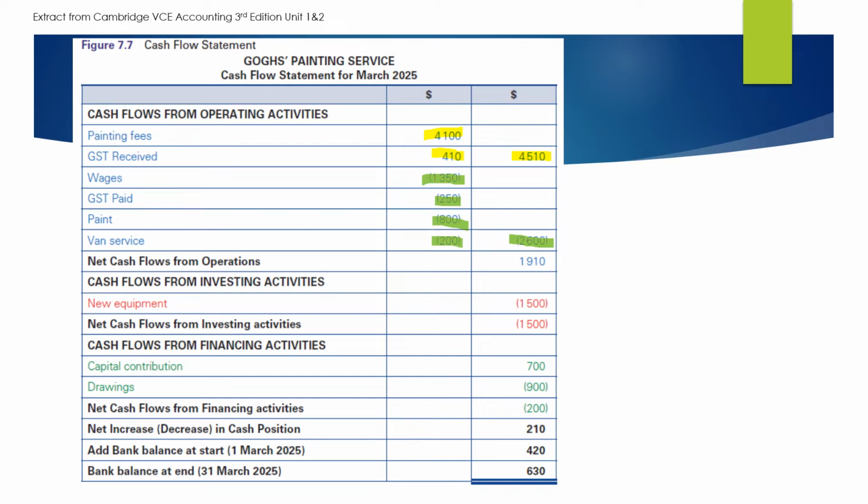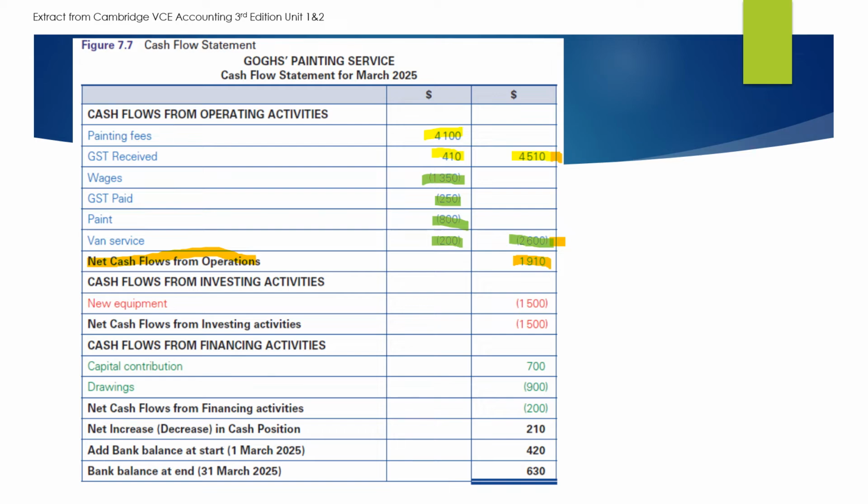The next thing that we do is to take the cash inflows minus the total cash outflows to give us the net cash flows from operations. And this works out to be $1,910. Note that this is a cash surplus because we have more cash inflows from operating activities than the cash outflows from operating activities. So therefore, this will increase our bank balance by $1,910.